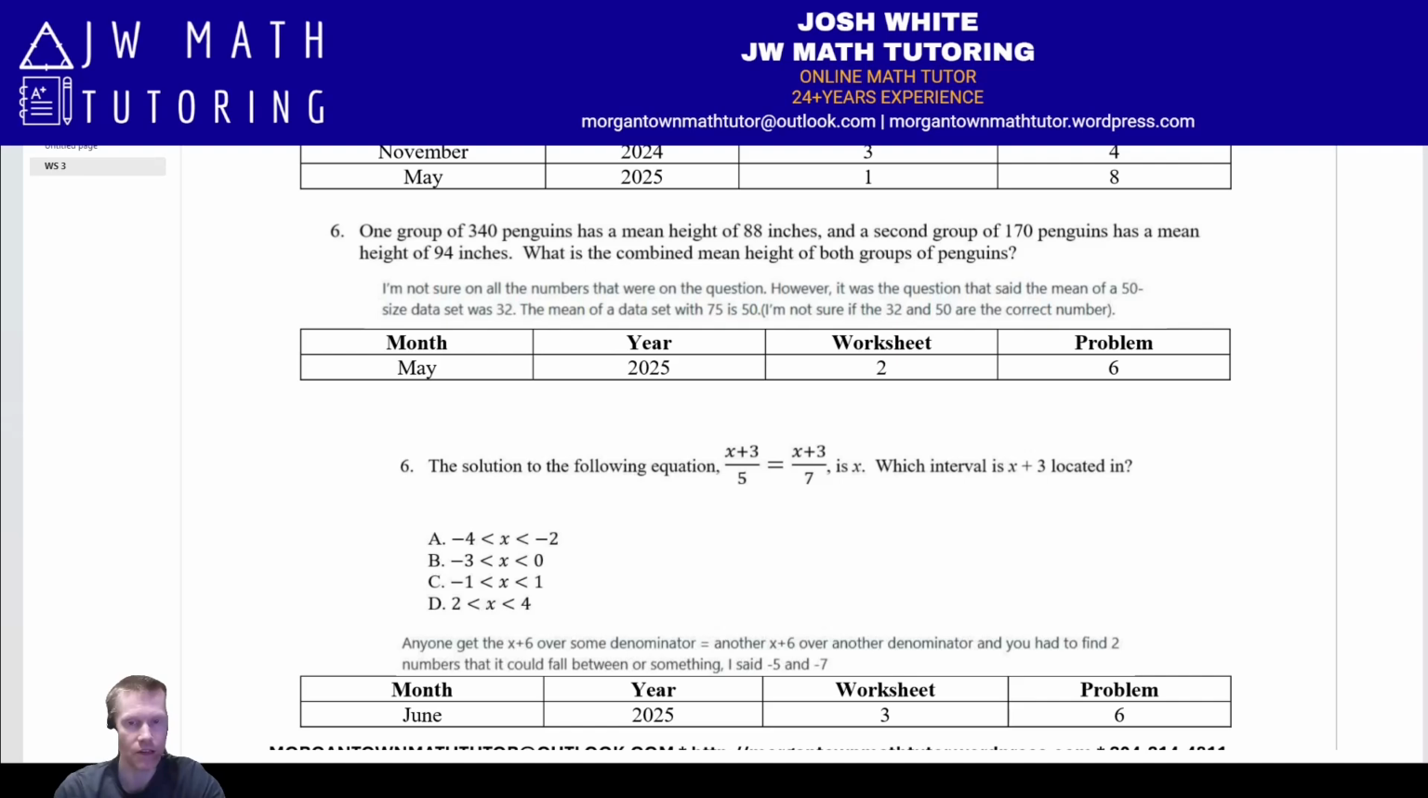So the previous example that we saw back in May of last year was with penguins, two groups of penguins. Not sure exactly what the specific item referenced in this one was. You can see the text on the screen there. But in any case, definitely a good problem to be familiar with and be aware of.